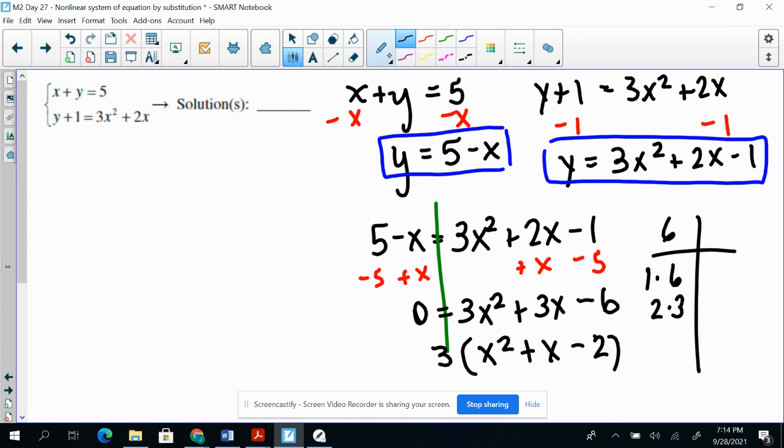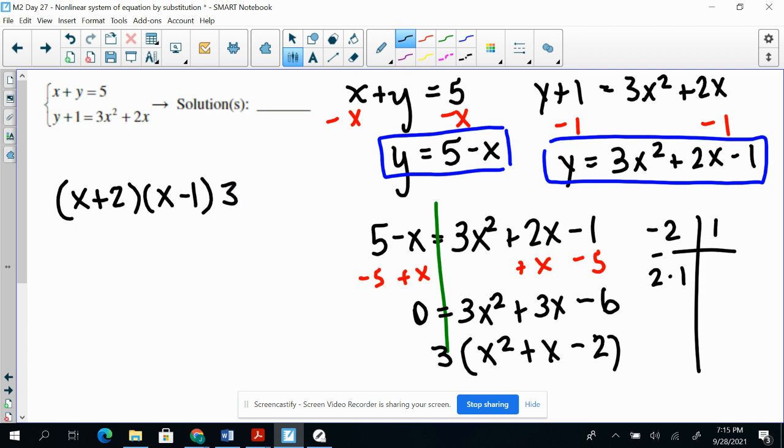So factors of 2, or multiples of 2. I can get rid of this and we'll use our ACB chart over here. Multiples of 2 that add or subtract to give me 1. So 2 and 1. The 2 needs to be negative and the 1 needs to be positive. So our 2 has to be the guy on the front. That means I'm going to have 3x plus 2 and x minus 1, with a GCF of 3 on the outside.